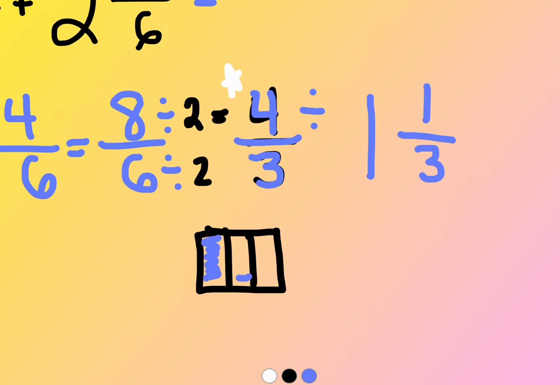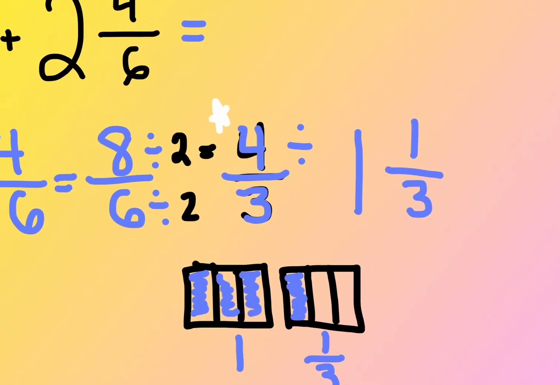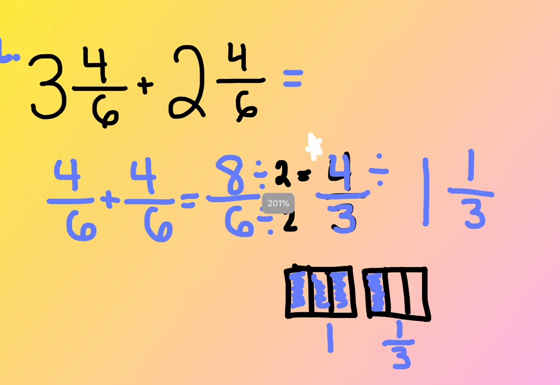1, 2, 3. I don't have enough pizza, so I'll order another one. It's broken up into thirds. I eat one more slice, so that's 4 slices. This is my 1 whole. This is my 1/3. So if you struggle with simplifying it, especially from an improper to a mixed, just draw it out. So now I have part of my answer.